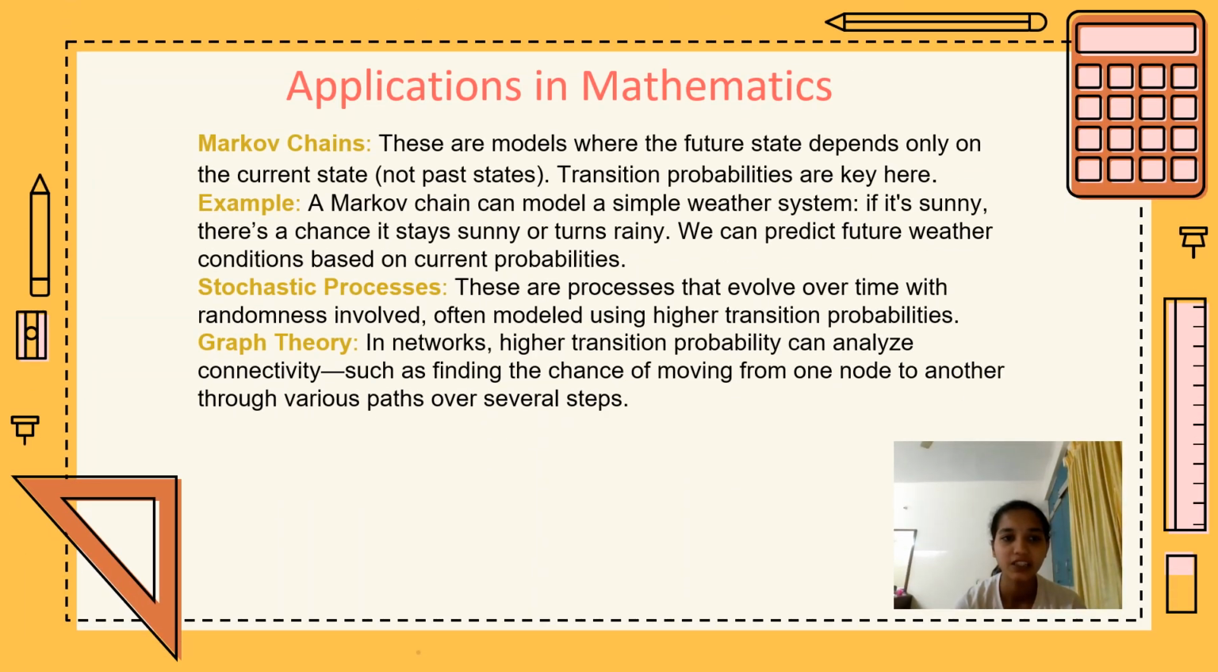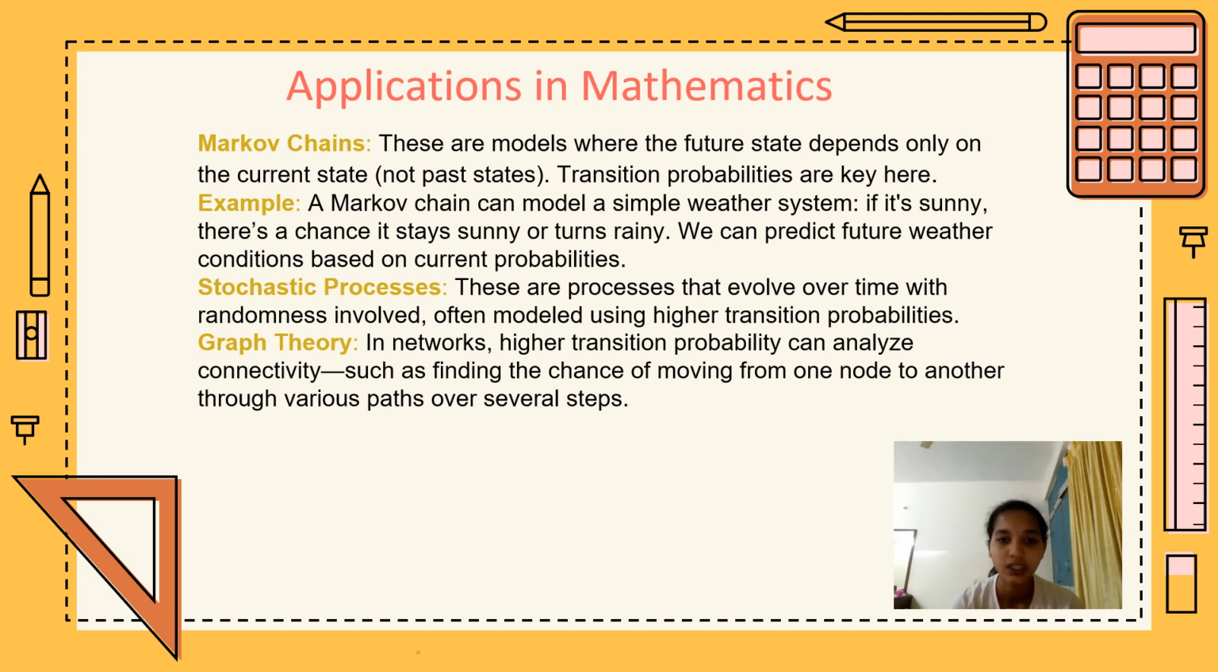Application in mathematics. Markov chains. These are models where the future state depends only on the current state. Transition probabilities are key here. Example, a Markov chain can model a simple weather system. If it is sunny, there is a chance it stays sunny or turns rainy. We can predict future weather conditions based on current probabilities.